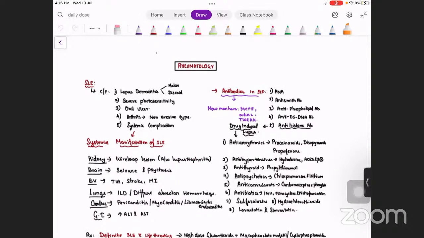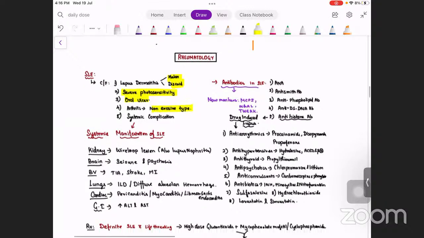Speaking about rheumatology, the clinical features are lupus dermatitis. The first one is lupus dermatitis, where you see the malar or discoid type of rash, the classical butterfly rash. Apart from that, you may see severe photosensitivity, oral ulcer, and arthritis, which is a non-erosive type. And apart from that, several systemic complications, people.